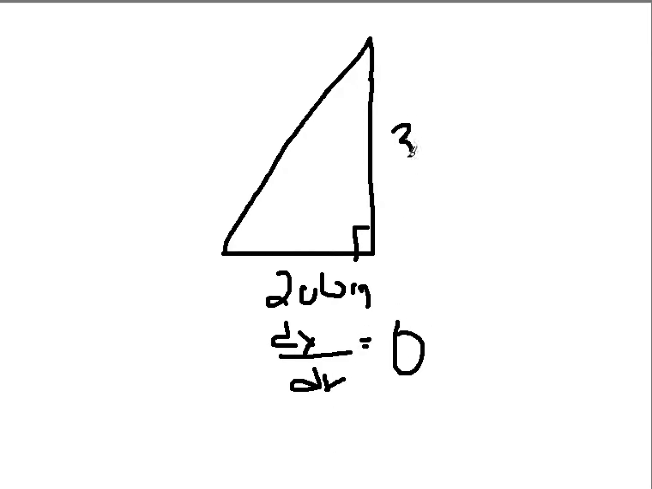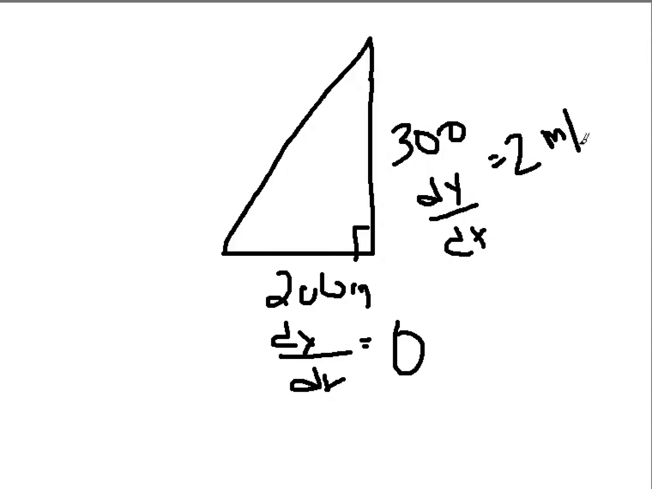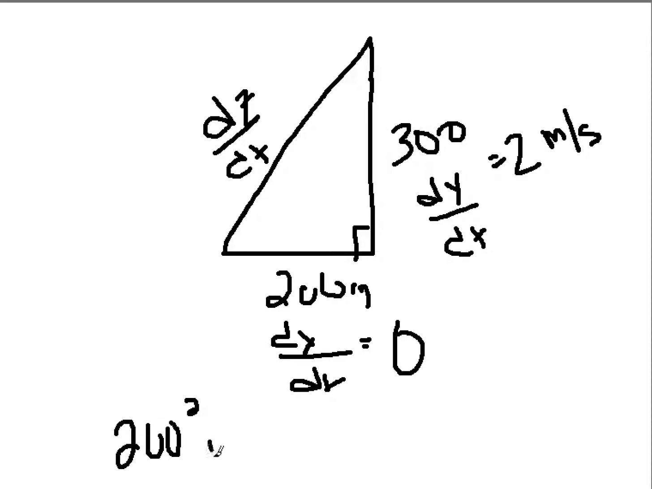Let's say that this is 300. And let's say that dy/dt is 2 meters per second. And they would ask you, how fast is the balloon moving relative to the person? So I'm looking for dz/dt. A lot of times in these problems, you're going to have to solve for the hypotenuse of the triangle. So I'm going to use the Pythagorean theorem. 200 squared plus 300 squared equals my c squared. So I would use that to solve for c.